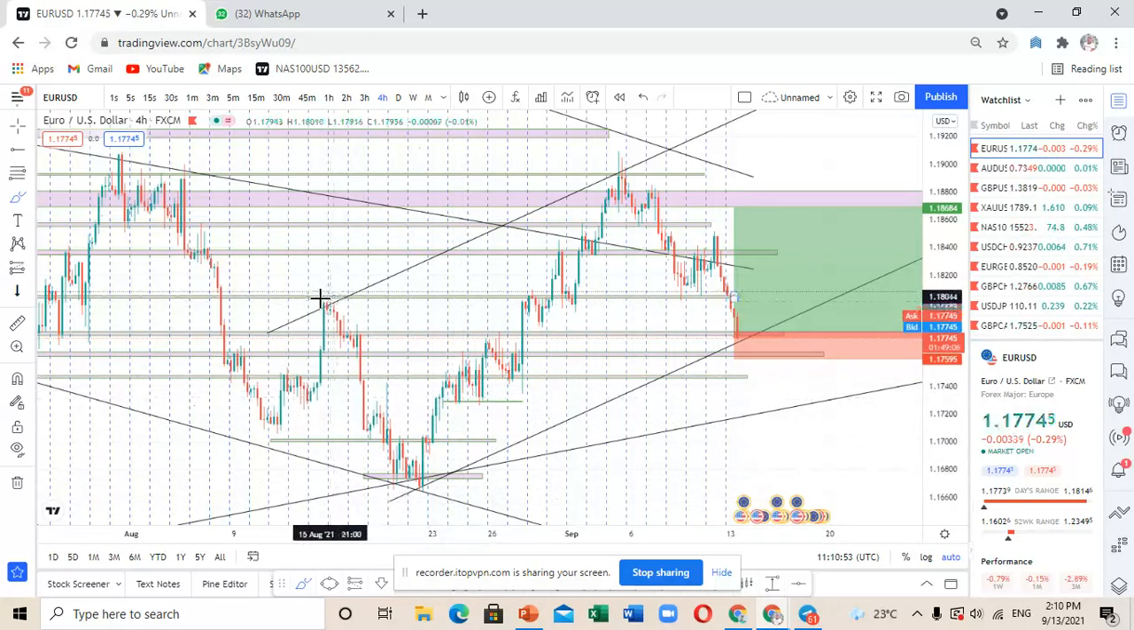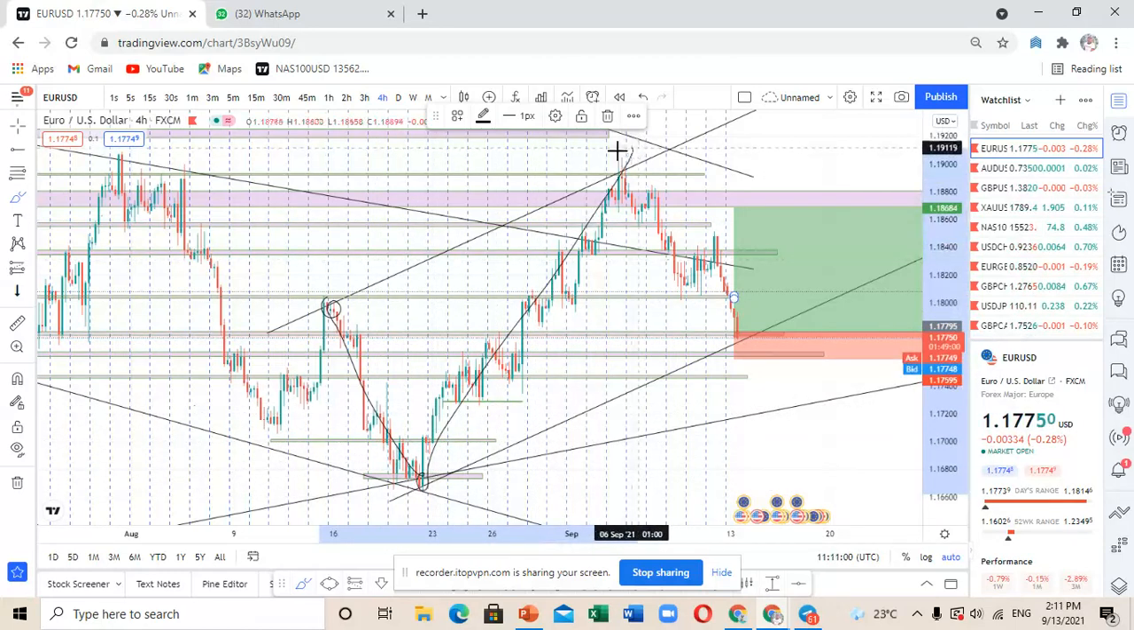We have got this pattern that has been created: a move to the downside, a touch of this trend line below here, a move to the upside, a touch of this trend line, then into the downside, and another touch. So currently I'm expecting that the market is going to move toward the upside and create a breakout from this trend line above, to create a new high.